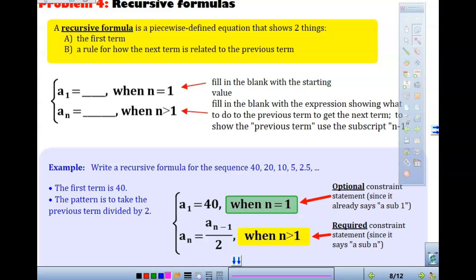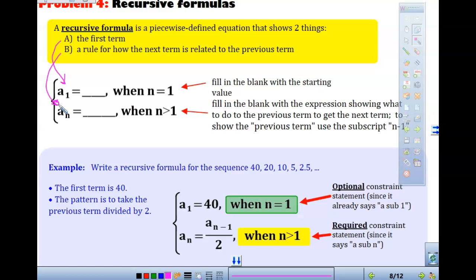So it says a recursive formula is piecewise defined. That's why we did piecewise functions, right? We had one piece and another piece, so it kind of links us into this. There's a first term, where we just say, what is the first term equal to? And then there's a rule. So there's two parts. Always the first term, and then the rule, okay?